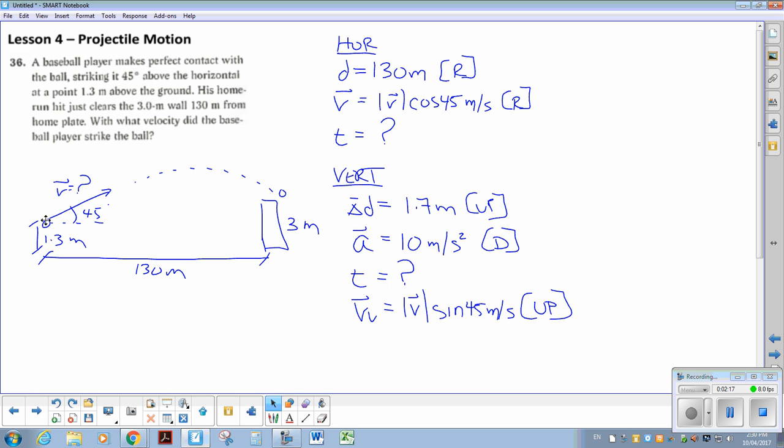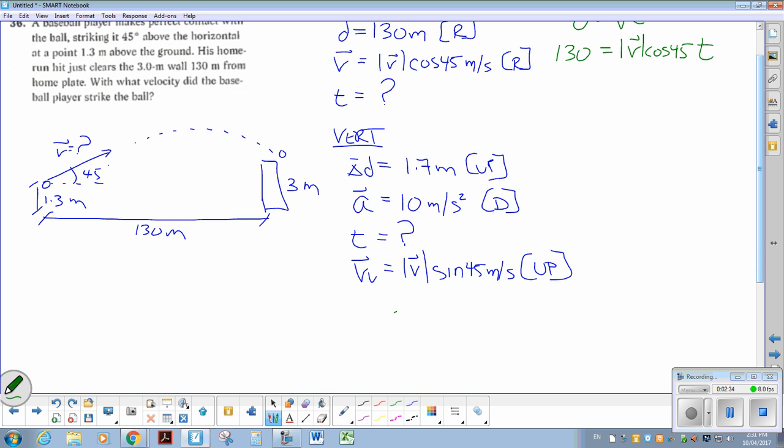So I'm going to move back to my horizontal information and go d equals vt. And I have a distance of 130. Velocity is the magnitude of v cos 45 times time. I'm then going to take a look at my vertical equation. Delta d equals v1t plus 1/2 at squared. And I want to figure out which one I want to substitute here. There's really no right or wrong answer. It's whatever you're more comfortable with.